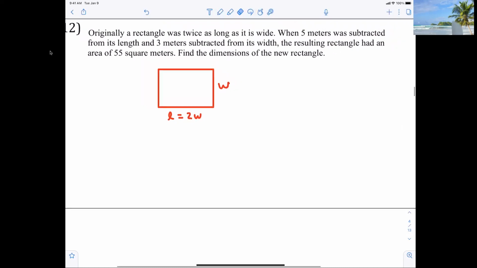Now it says, when 5 meters was subtracted from the length, and 3 meters were subtracted from the width. So now what I have to do is make a new rectangle that's smaller, right? So now the length is going to be what? Well, I'm saying, Jack, the length is 2W, right? When 5 meters is subtracted from the length, that means it's 2W minus 5. You agree with that? And then the width, what are we doing? That's correct, W minus 3. Everybody okay with that?